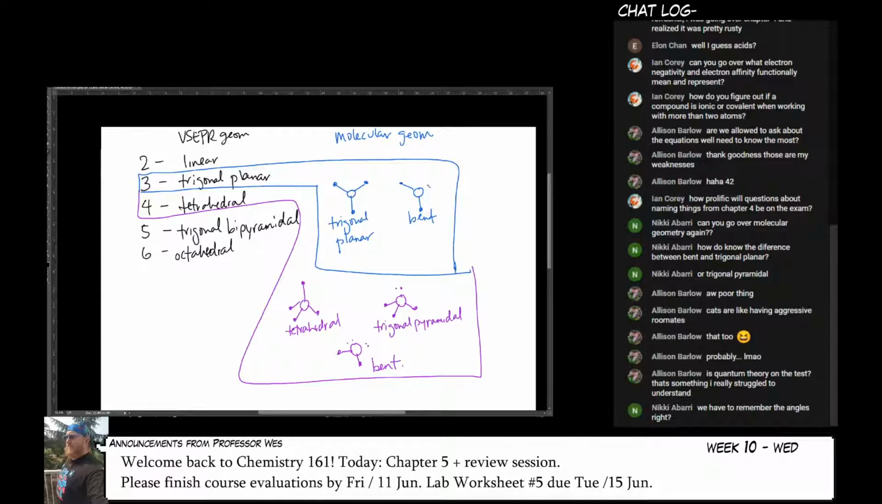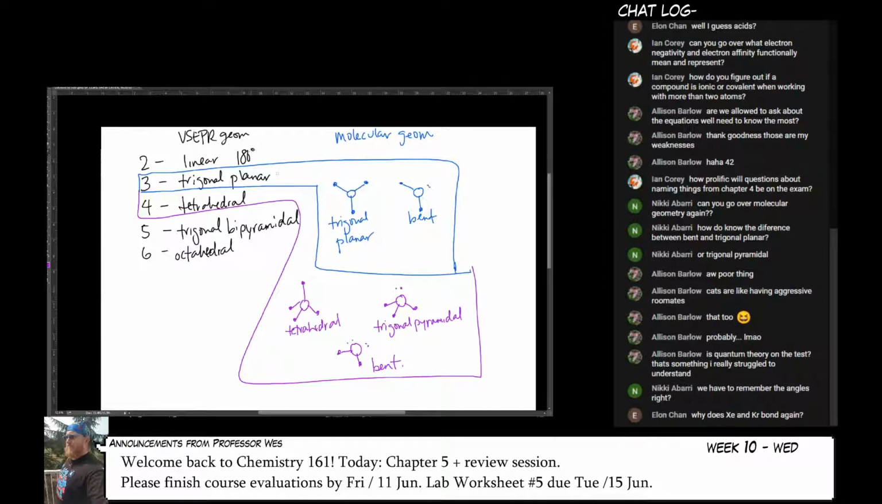Yes, you do. So you need to know that linear is 180, trigonal planar. I could just write those down right here, actually. So linear is 180, 120, 109.5, 90 or 120, and 90.